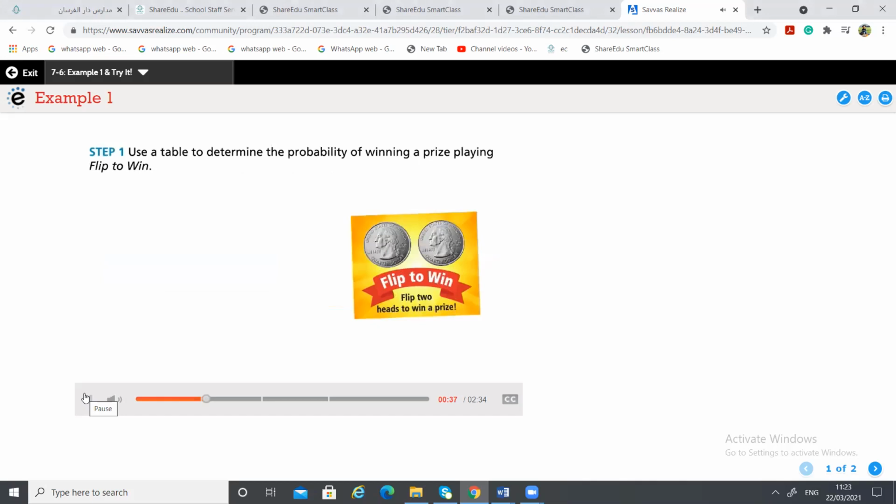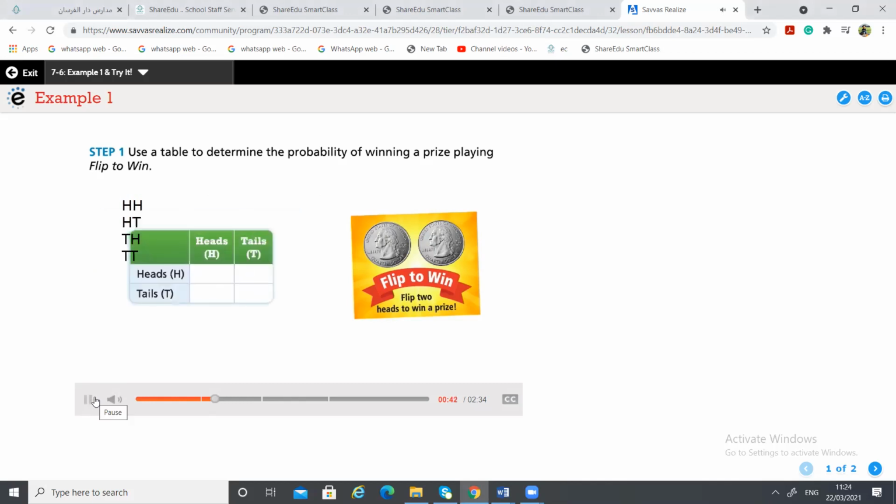For our first step, let's focus on the game Flip to Win. This is the first game. You have head and tail. What are the possible outcomes, girls? Either I have head and head, or head and tail, like they have 2 coins, or tail and head, or tail and tail. Is there anything else I can do? So these were the possible outcomes. Like that we'll do with the second game. Let us see what she says here.